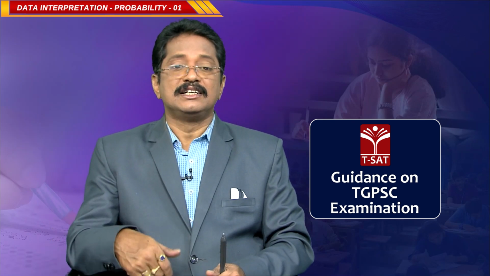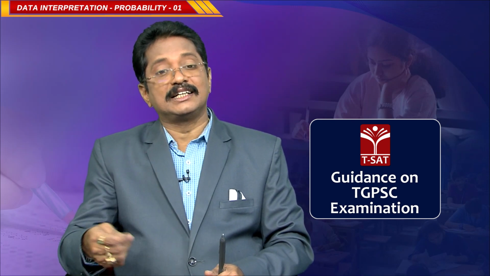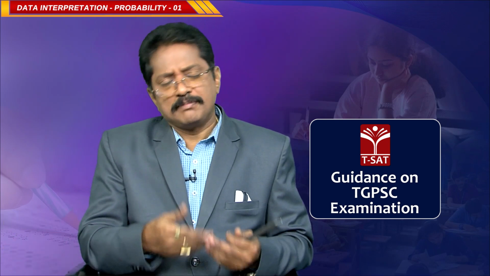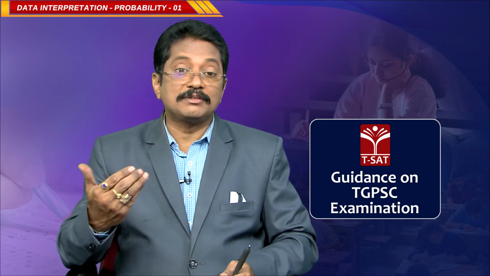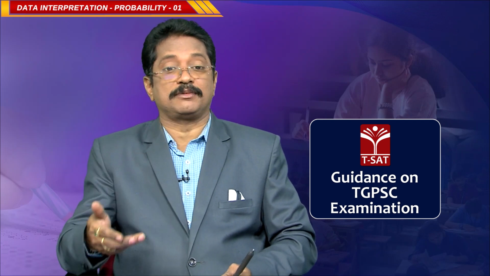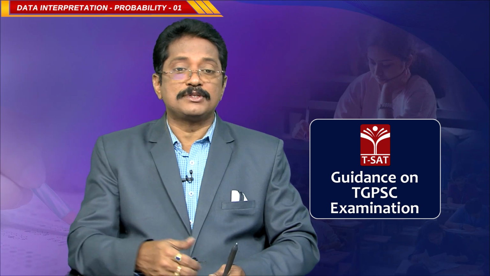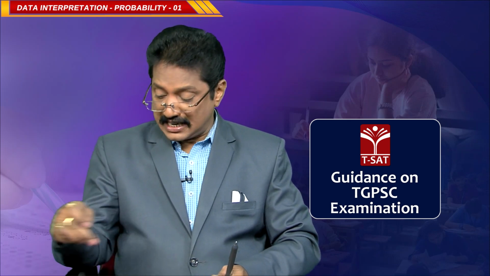Am I correct or not? Getting a number from 1 to 6 is a sure event, because one of the numbers will come. So here the probability of the event is 1. Do you understand? You can give more examples for the impossible event and the sure event.